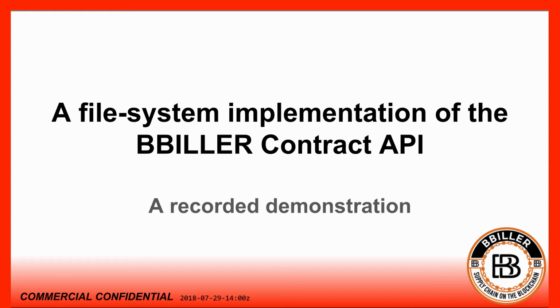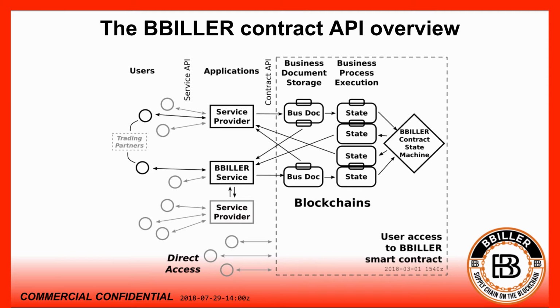This is a demonstration of a file system implementation of the BBILLER Contract API. The Contract API is that interface between applications providing services to users and the BBILLER contract state machine and its storage of business documents and the states of a business process.